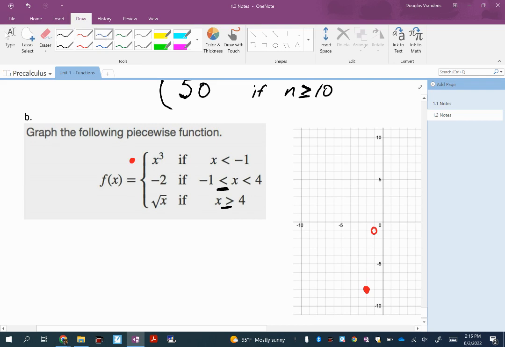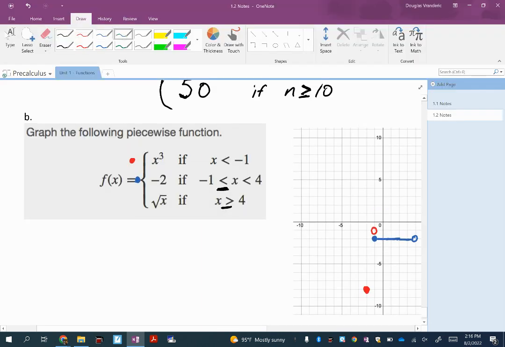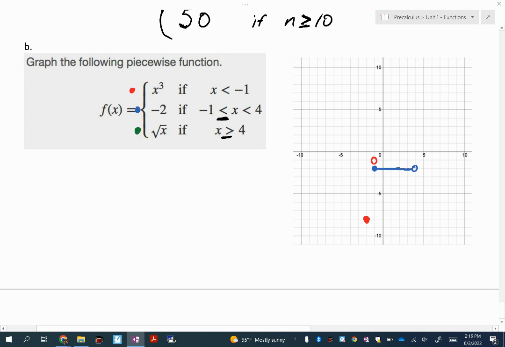Now, I'm going to go to the next one with blue. The second piece is blue, and it says if it's between -1 and 4, it's going to be -2. So I have -2 all the way, and then 1, 2, 3, 4. But this piece is not going to be included, so I'm going to do an open circle. Remember, break the rule at 4 for the x. And finally, my green piece is going to be greater than or equal to 4. So I have the square root of 4 is 2. And then another one on here is the square root of 9. Square root of 9 is 3, and that's going on forever.